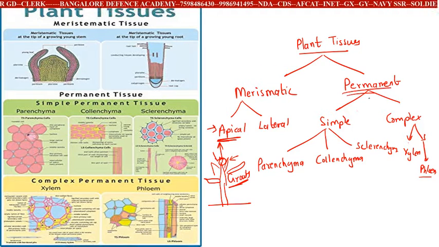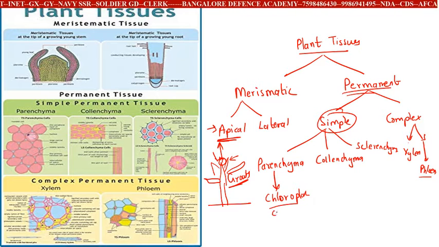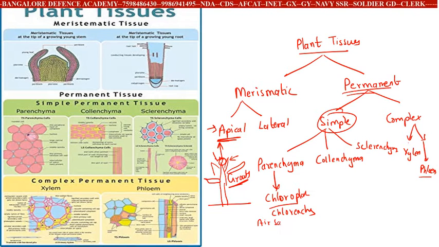When it comes to permanent tissues, you have simple tissue, and in simple tissue when I talk about parenchyma, if the parenchyma contains chloroplast, it is called chlorenchyma. If this parenchyma contains air sacs inside it, it is called aerenchyma.